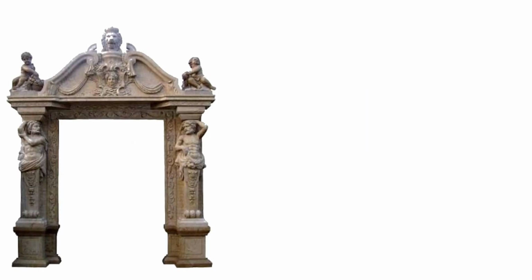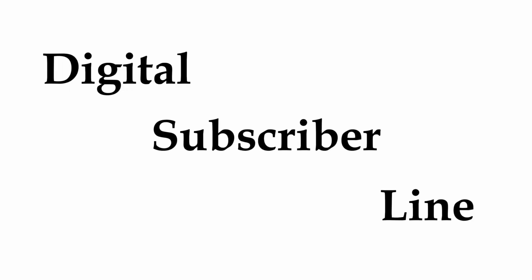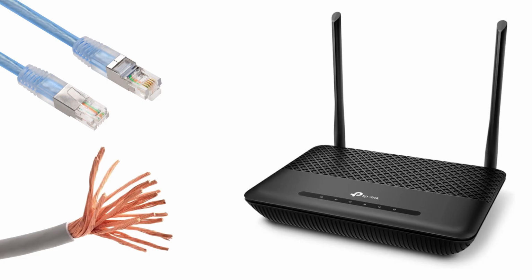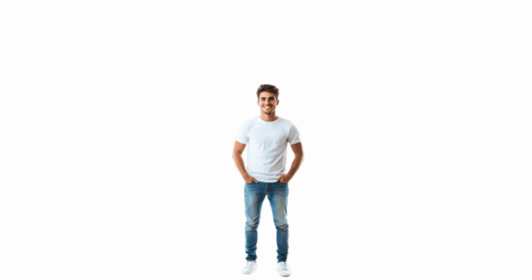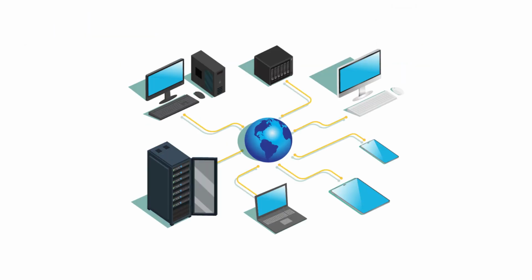It was the gateway to the early web in the 1990s, and while largely obsolete now, it's still used in some remote areas. DSL. This stands for Digital Subscriber Line, and it was the first major upgrade from dial-up. It still uses copper telephone wires, but operates on a higher frequency than voice, so you can use the internet and phone simultaneously. Unlike dial-up, the connection is always on, so there's no dialing in each time.